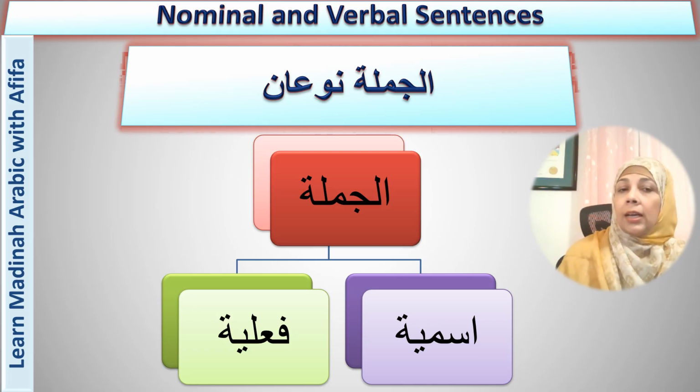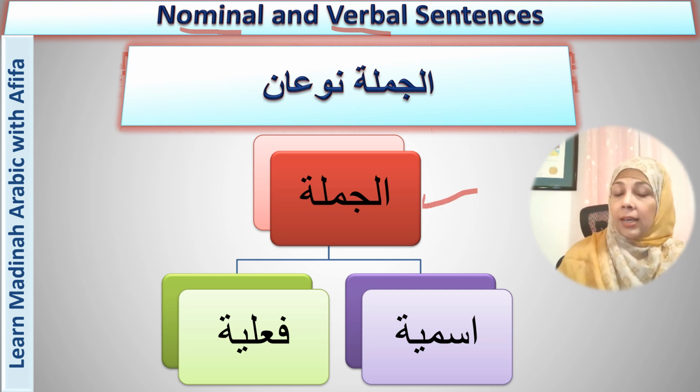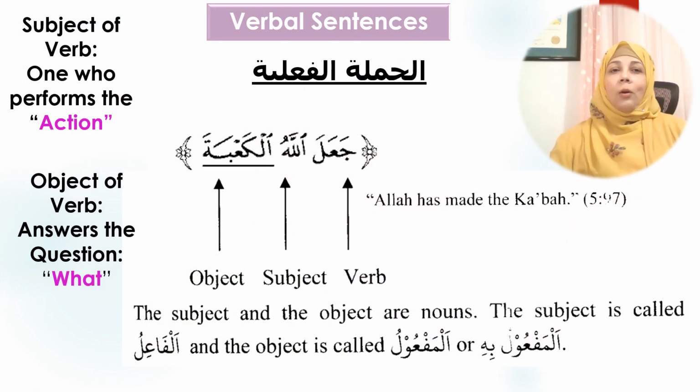As I said, sentences are of two kinds in Arabic. They are called the nominal sentence and the verbal sentence. So we said before that al-jumlatu means sentence, and it's of two kinds. It's al-jumlatul ismiyatu, nominal sentence, and al-jumlatul fi'liyatu, which is a verbal sentence. Although verbal sentences are a topic for a future lesson, I just want to introduce you to the terminology.